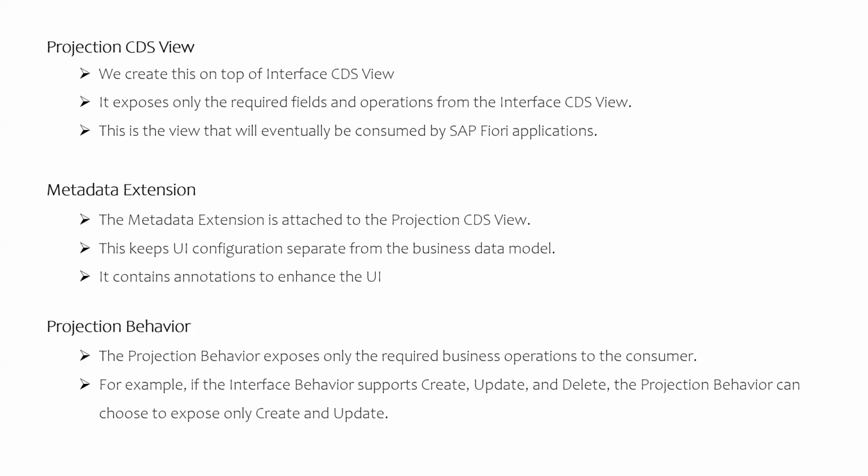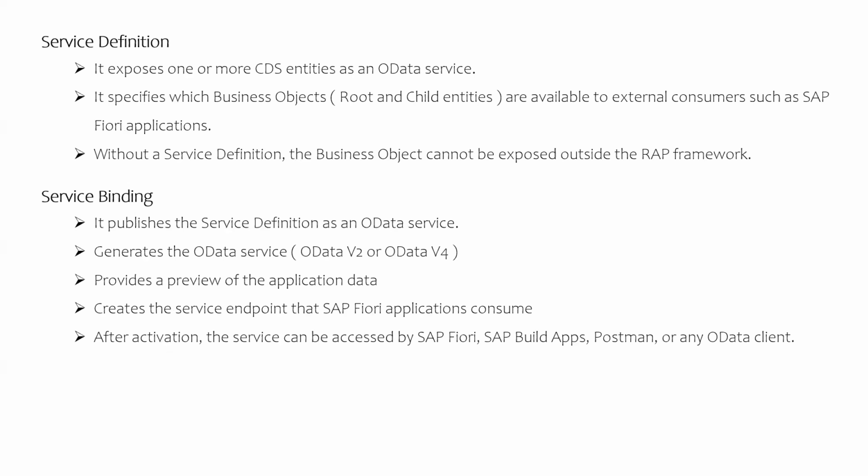Next one is projection behavior. It exposes only the required business operations to the consumer. Like if the interface behavior supports create, update, and delete, but we want to hide the delete operation in the front end, in projection behavior we can choose only create and update. Then it won't show the delete operation on the front end. That's how we control, using projection behavior, which operations we need to show the consumer.